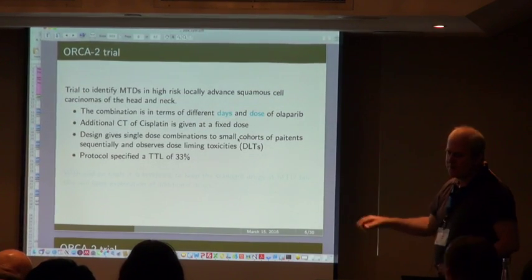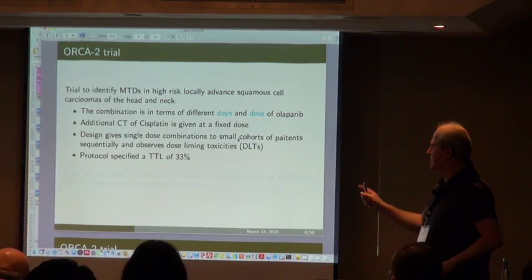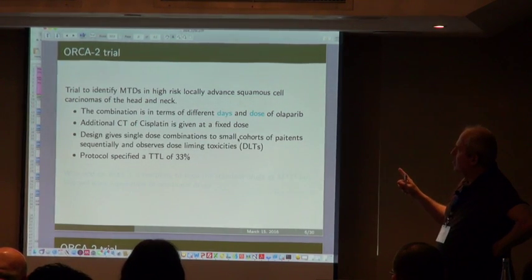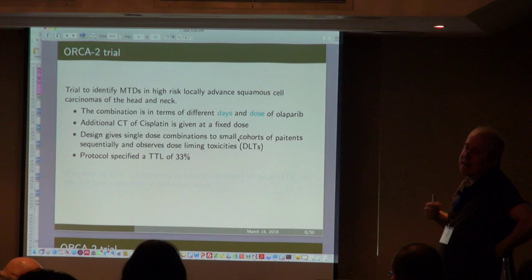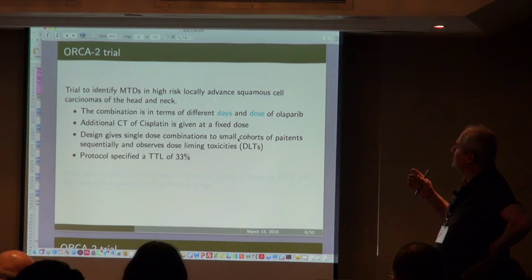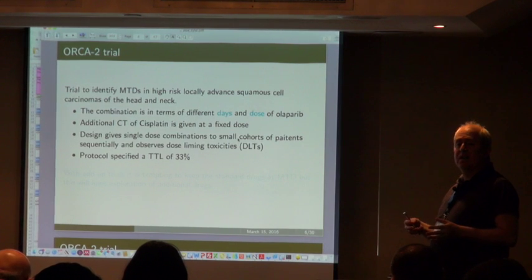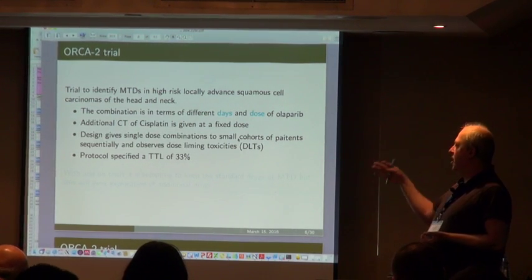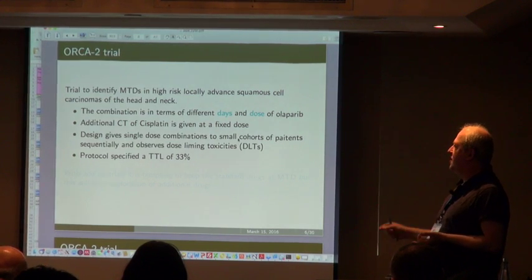So the trial that we spoke to the statisticians in UCL Cancer Trials Unit was ORCA-2, and they were looking at head and neck cancer, squamous cell. There's a standard treatment underlying this, radiotherapy and cisplatin, and they wanted to put a PARP inhibitor on top of that, which is olaparib.